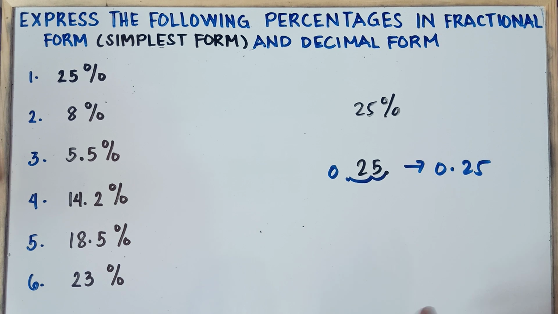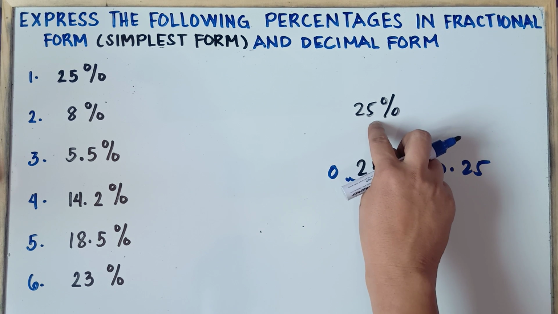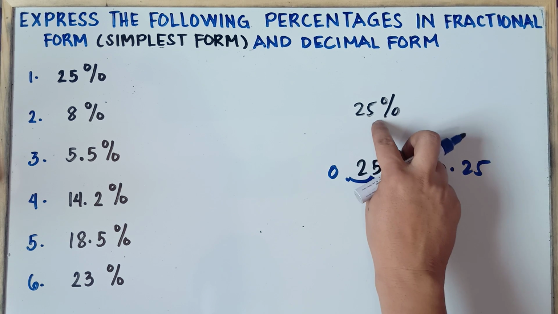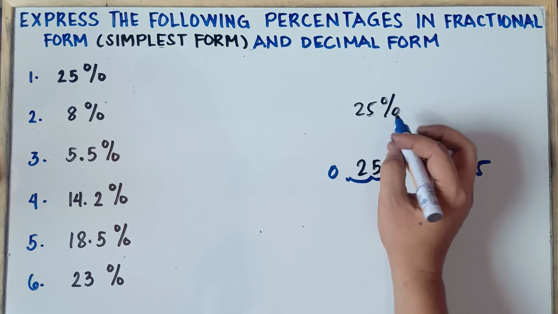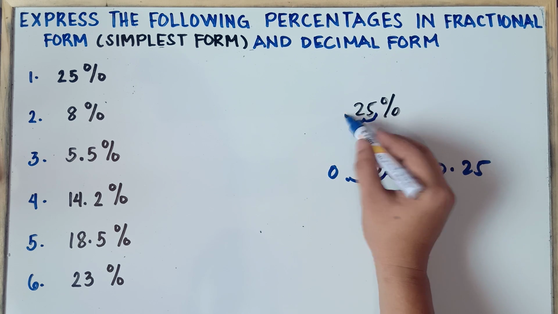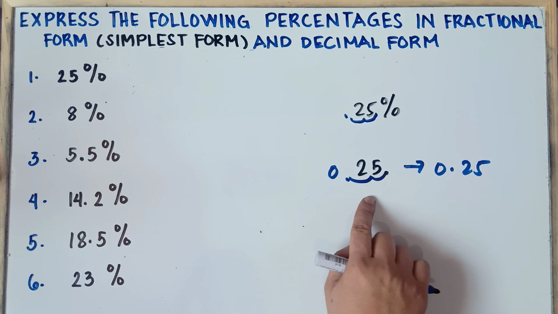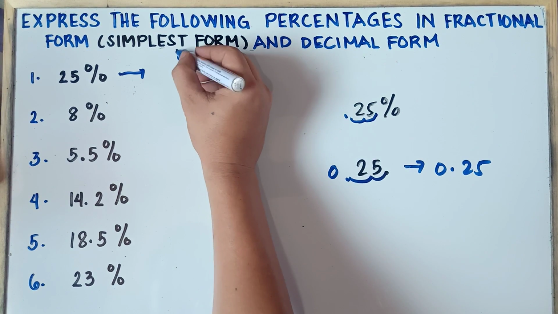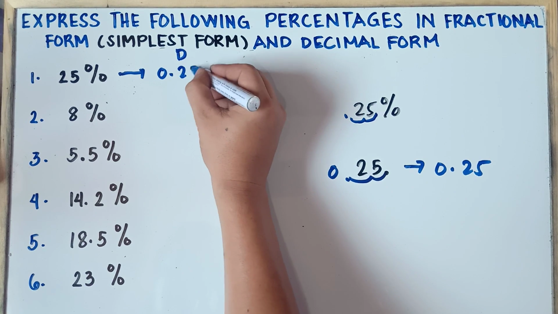Simple as that, class. Once again, for the percent 25%, the decimal point is always after the whole number. If you didn't see the decimal point, it's always after the whole number. Move the decimal point right to left twice. 1, then 2. That's it. So that would be 0.25. Simple as that, class. So the decimal form is 0.25.